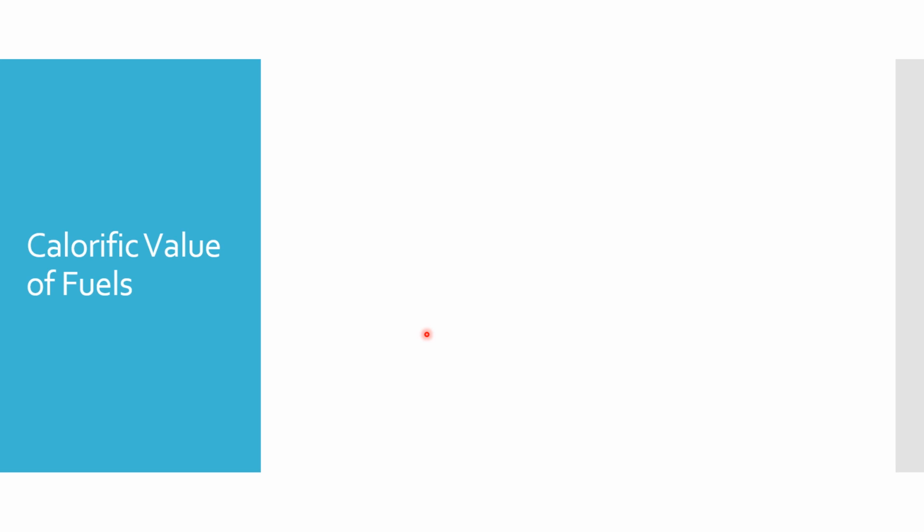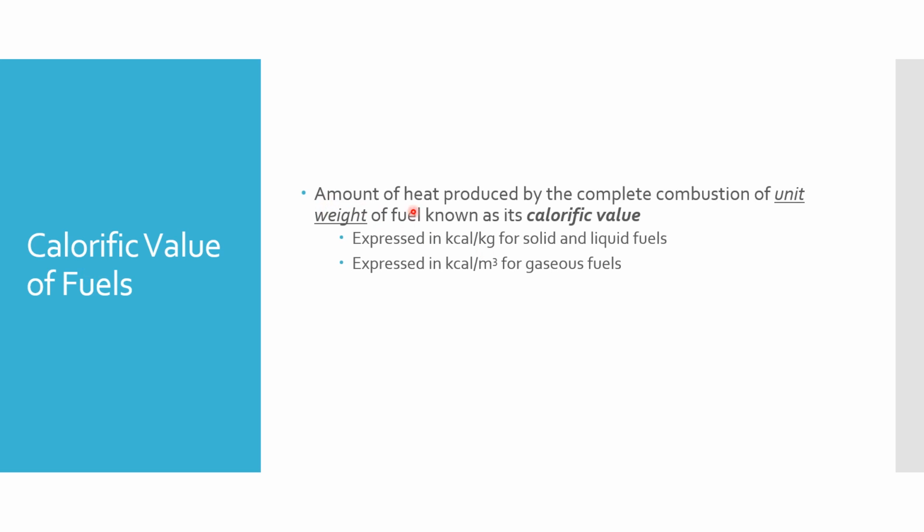Now let us talk about calorific values of fuels. And what is this? The amount of heat produced by complete combustion of unit weight of fuel is known as its calorific value. So the amount of heat produced, which will obviously be in kilocals, by complete combustion of unit weight. By unit weight I mean that if you have coal, if you have 1 kg coal, that is 1 unit weight of coal. So the amount of heat produced by that 1 kg of coal is called the calorific value of that coal.